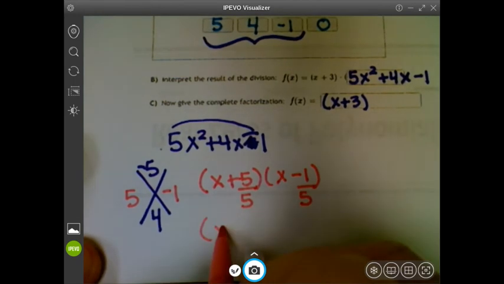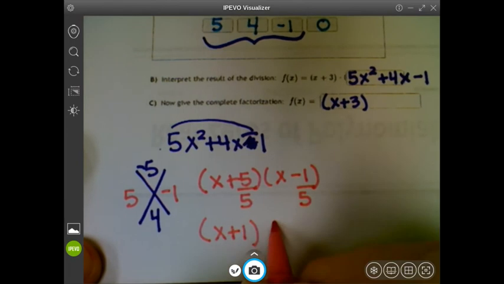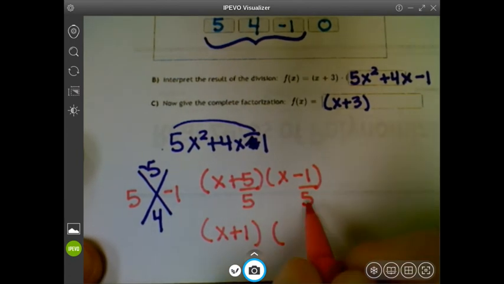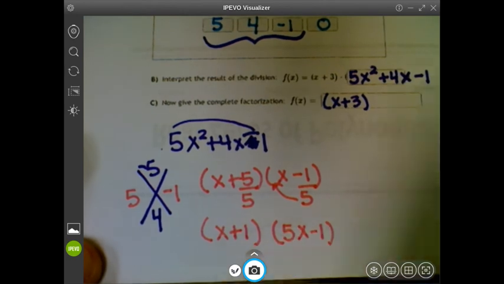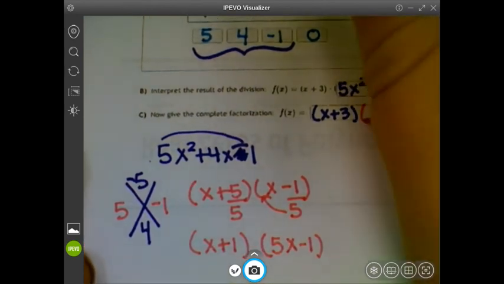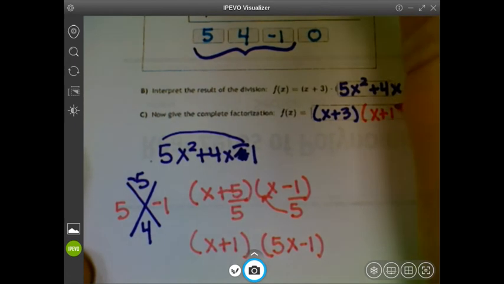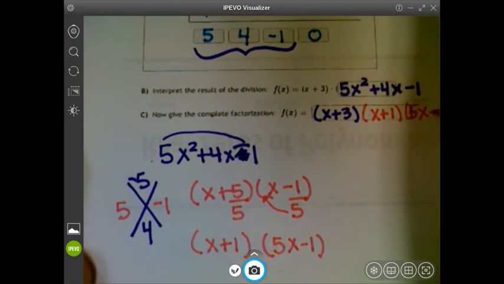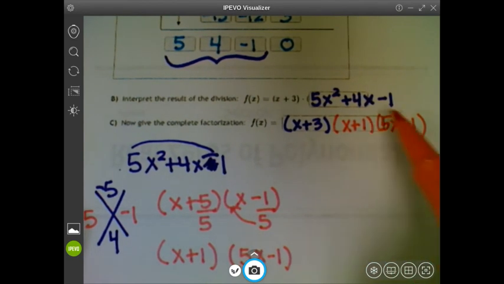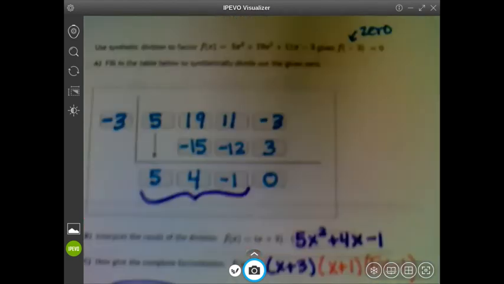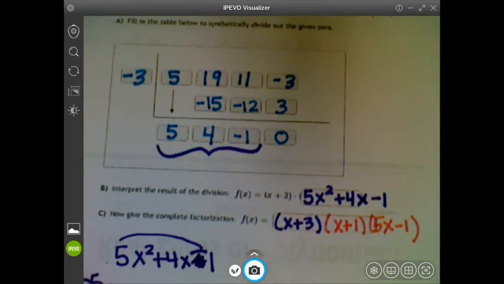So one factor is x plus 1. The other factor, this doesn't simplify, so what you can do is just move that denominator up, 5x minus 1. So your other factors are x plus 1 and 5x minus 1. If you were to multiply this out completely, you would end up with the original problem.